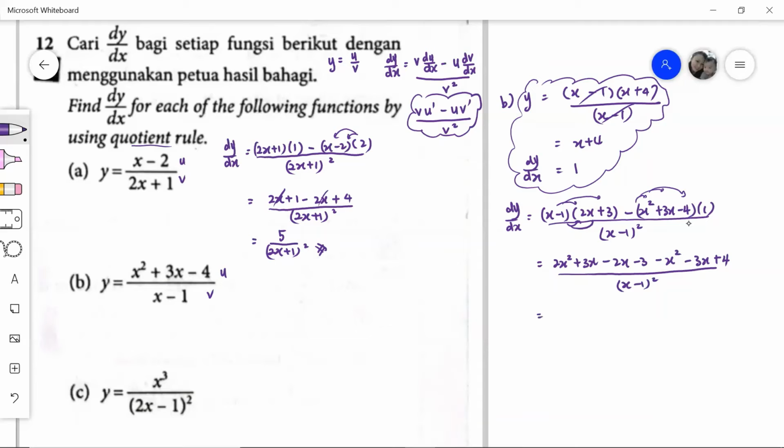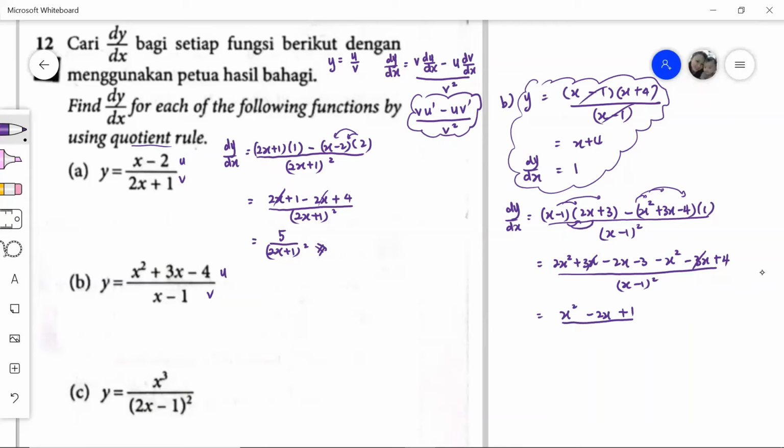Let's see what we can do. 2x squared minus x squared gives 1x squared. Next, look for the terms with x. We have plus 3x here and minus 3x, so they cancel off each other. We're left with just minus 2x. Next, the constants: negative 3 plus 4, we're left with just 1.